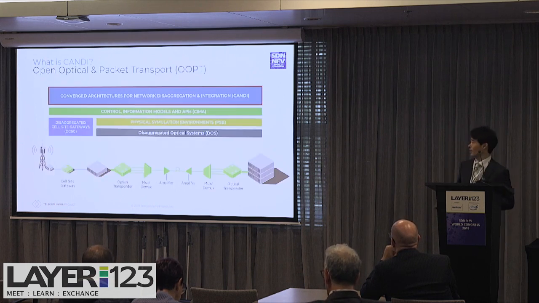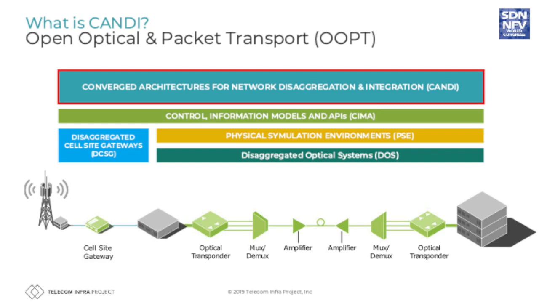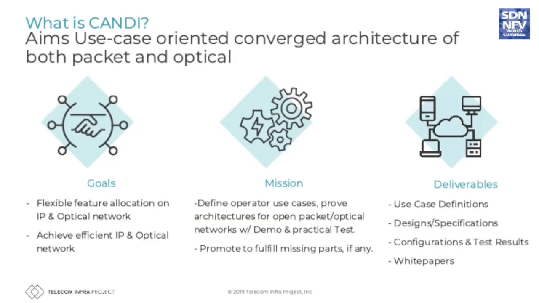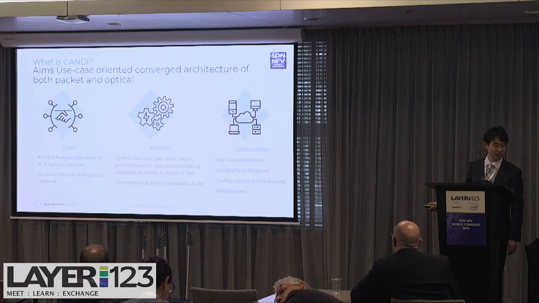This is CANDI's position. TIP has about 12 projects. One of the projects, OOPT, Open Optical and Packet Transport, has many hardware and other subgroups. CANDI is an umbrella. CANDI proceeds with the use cases, and we define the architecture like this. Our goal is to enable flexible feature allocation, not only IP, not only optical. We want to make it free. Then we will deliver the use case, the design, and the configuration.